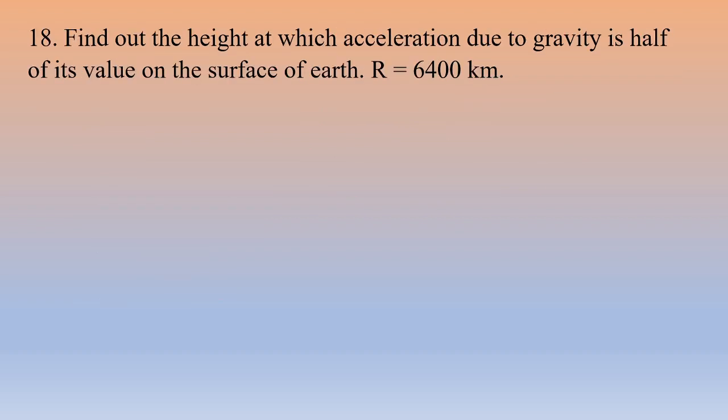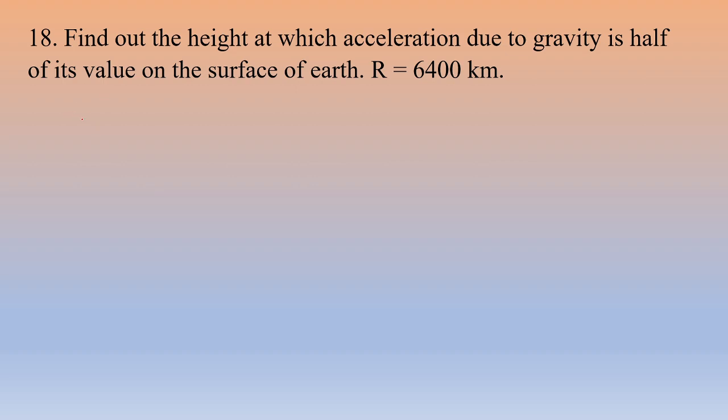The next problem, find out the height at which acceleration due to gravity is half of its value on the surface of Earth. We have to find out the value of the height at which the acceleration due to gravity becomes half of its value on the surface of the Earth. That is, the gh becomes g by 2.